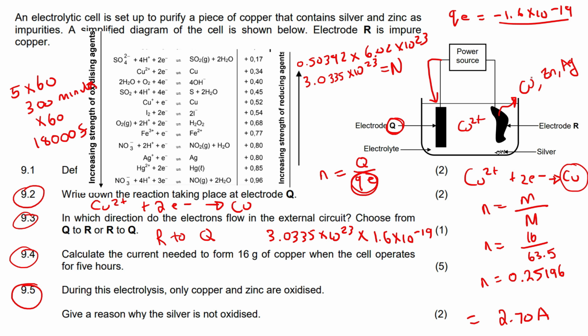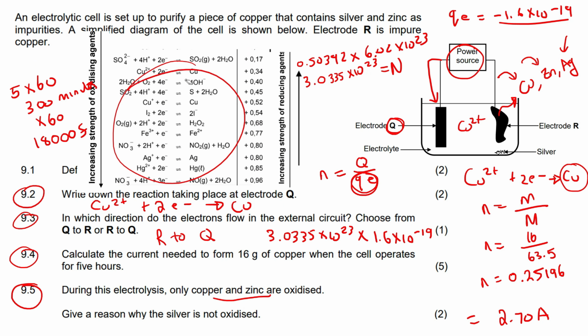So we have to be careful. If we make the battery too strong, it might oxidize more than what we want. So what they said is that only copper and zinc are oxidized. So this one was oxidized and this one was oxidized. But the silver wasn't. So the battery was obviously strong enough to oxidize these two, but it wasn't strong enough to oxidize this one.